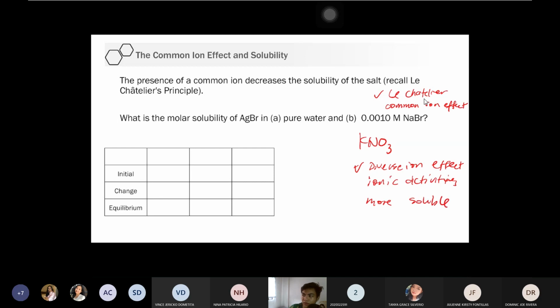Di ko lang maalala kung may ganitong item ako na nilagay sa quiz. So, you're given water, common ion, diverse ion. Pipiliin mo kung saan siya mas soluble. Obviously, sa diverse ion. Pero kunwari wala sa option yung diverse ion, edi sa water lang yung pipiliin nyo. Okay? So, ganun lang.